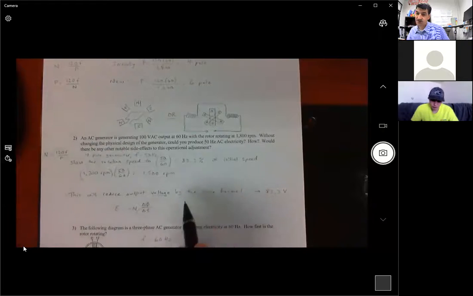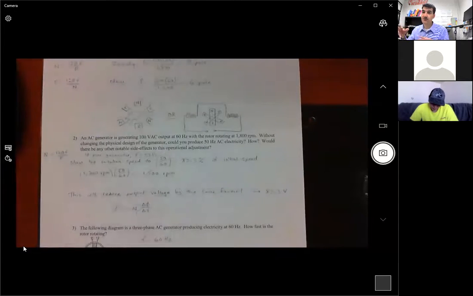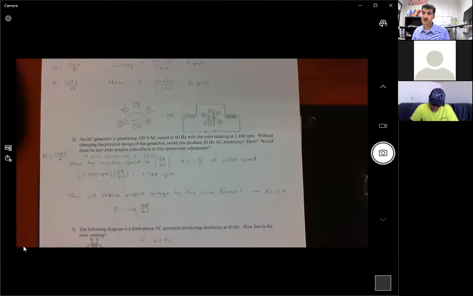So this actually is a good illustration of why you can't just take a generator that's designed to produce 60 hertz and ship it across the world and have it produce 50 hertz. It won't work very well. You'll get a different output voltage. So you can't take a generator that's designed to operate in the US or Canada and ship it over to Europe or Asia and have it operate, because it's not going to operate correctly. It has to be designed with the particular voltage and frequency in mind.